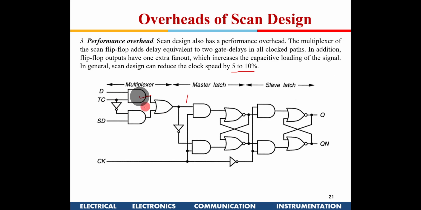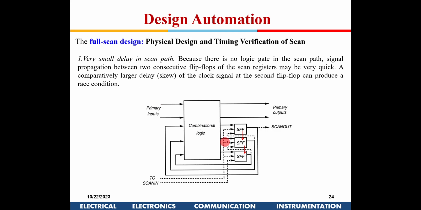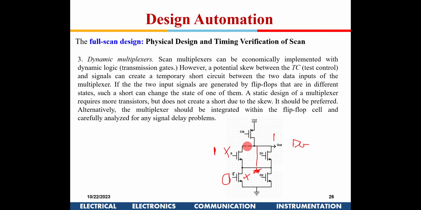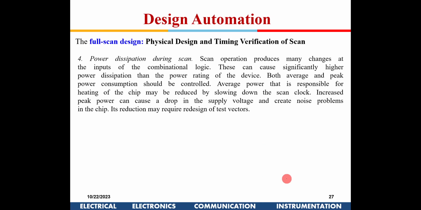Because to implement a typical mux, this is an AND gate followed by an inverter, so you see so many transistors are required here. Whereas at the transistor level, this mux is implemented with only 5 transistors, and a single gate delay for the mux.